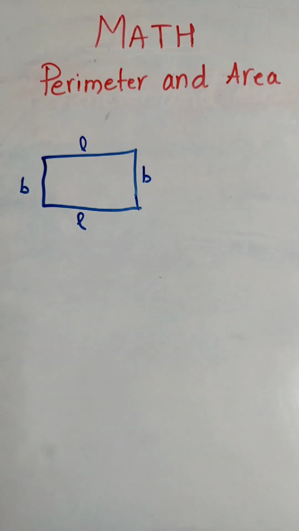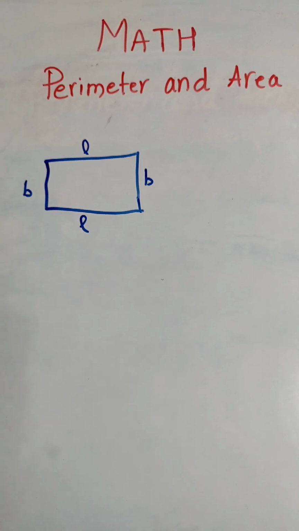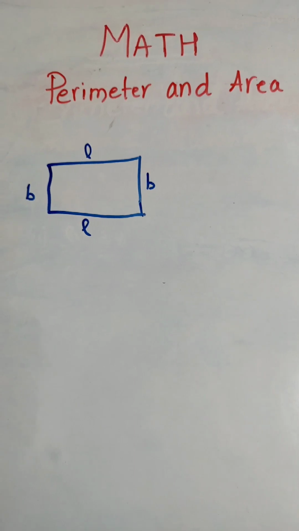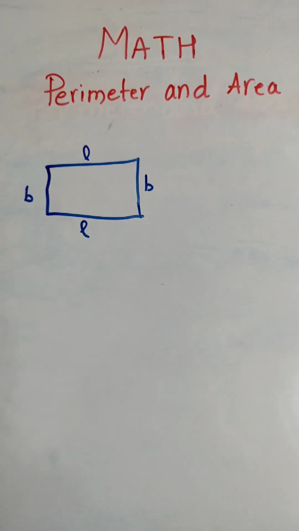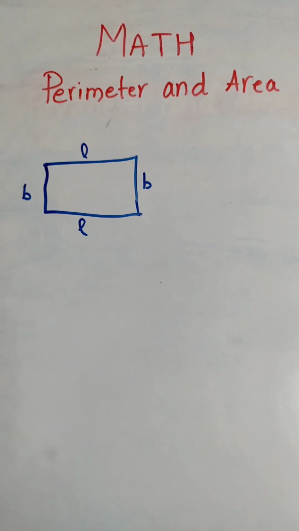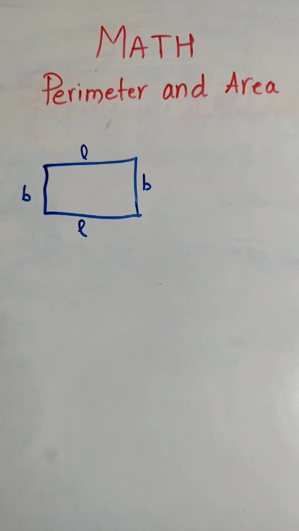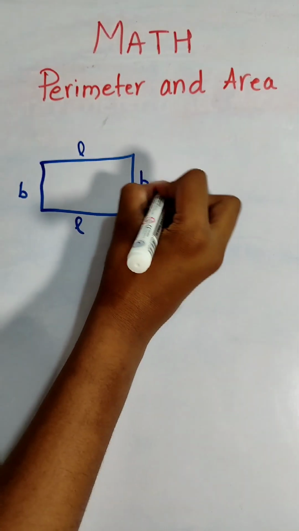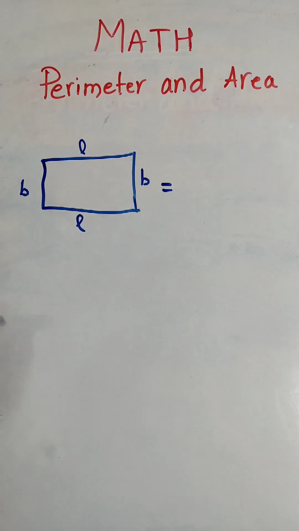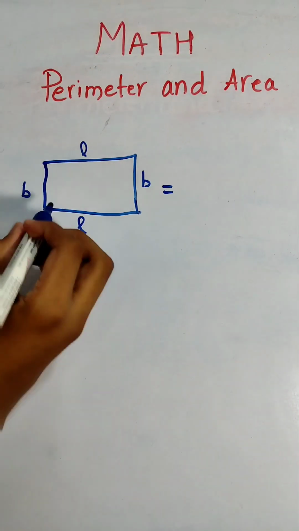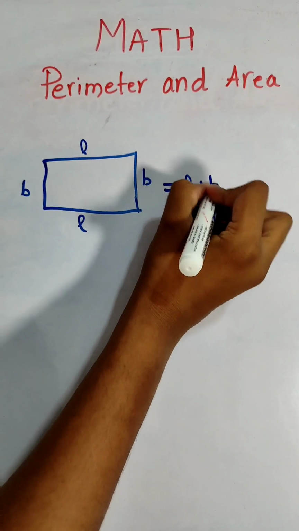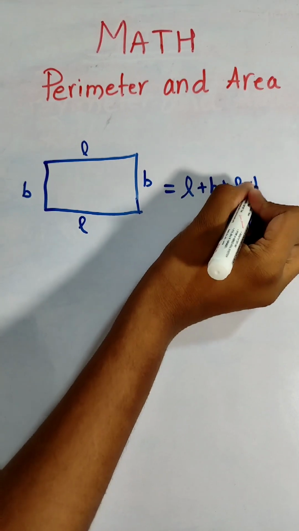So the best way to derive the formula to find the perimeter of a rectangle is to use this simple reference. As I just said, the total of all the sides of the shape, the distance of all the sides, is equal to the perimeter. So the perimeter of this rectangle, which has length L and breadth B, is equal to L plus B plus L plus B.